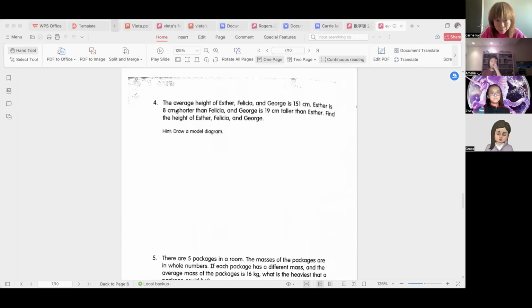So the average height of Esther, Felicia, and George is 151. Esther is 8 centimeters shorter than Felicia, and George is 19 centimeters taller than Esther. Find the height of Esther, Felicia, and George. Okay, so let's take a look at this one. It should be very easy because we know the average of 3 people and we know the relationship between these two. Okay, so let's calculate it.